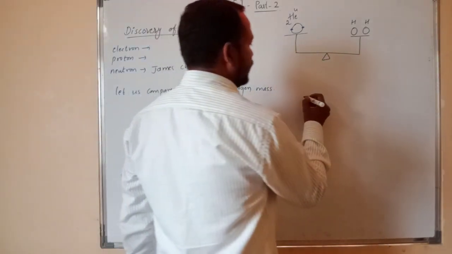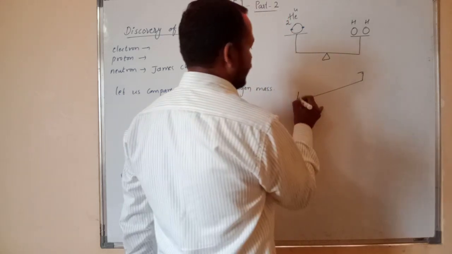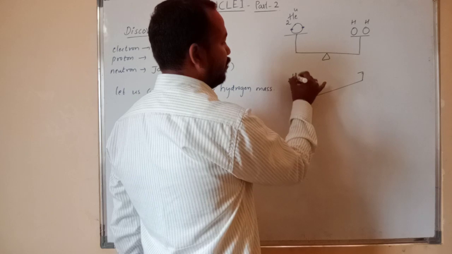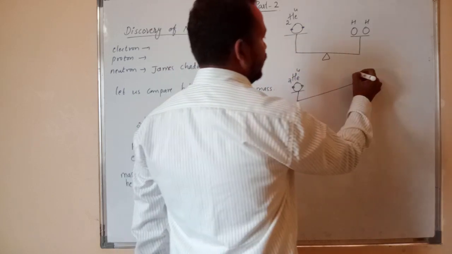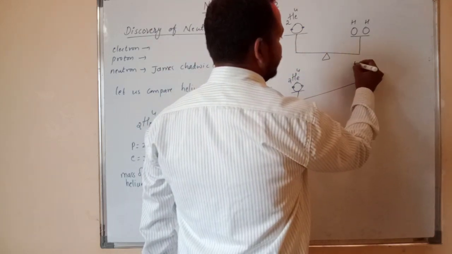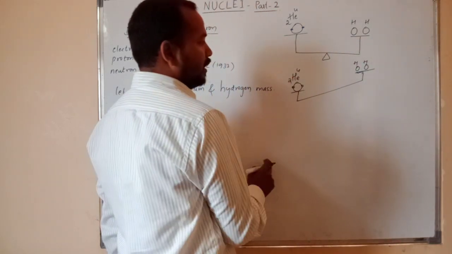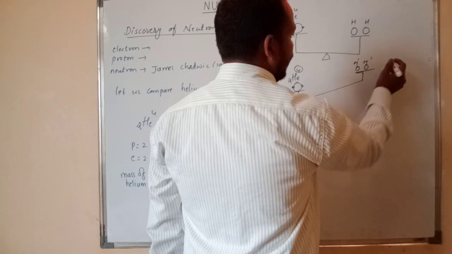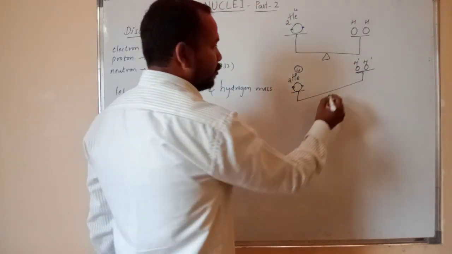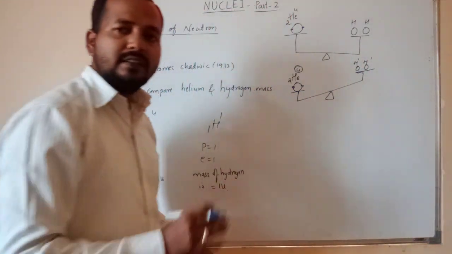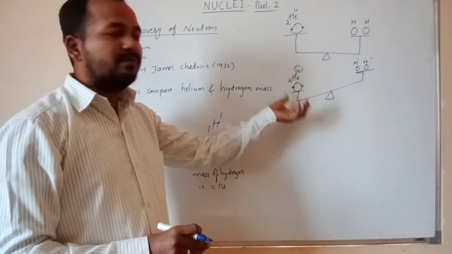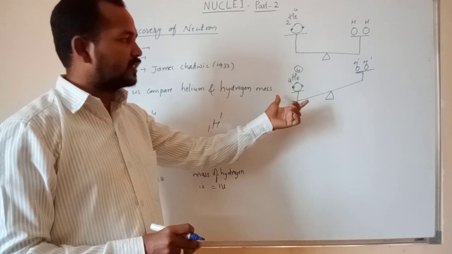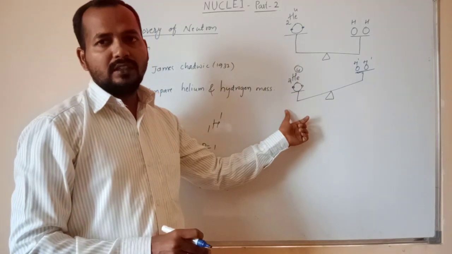Here the helium will weigh more compared to the 2 hydrogen atoms. Here the atomic mass is 4. Here the atomic mass is 2, which is not going to be balanced. Therefore, there are some particles which are unbalancing this. Correct? Along with the protons, there is some other kind of particle which is unbalancing this equation.